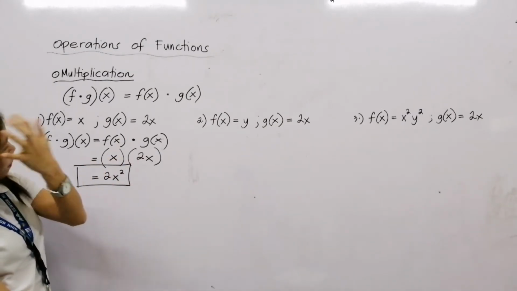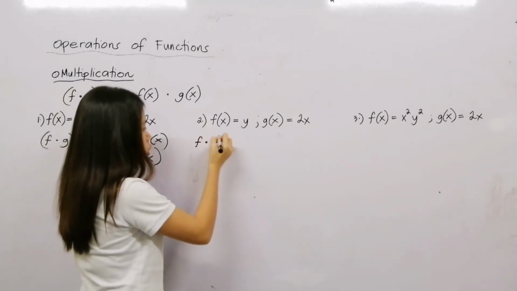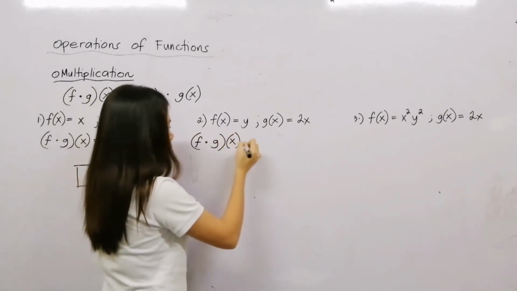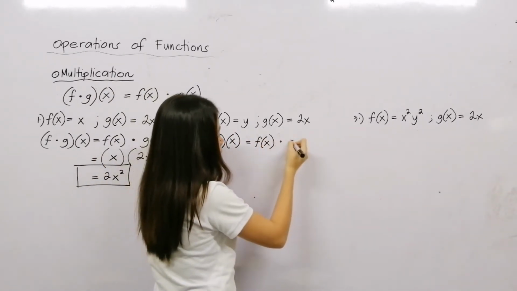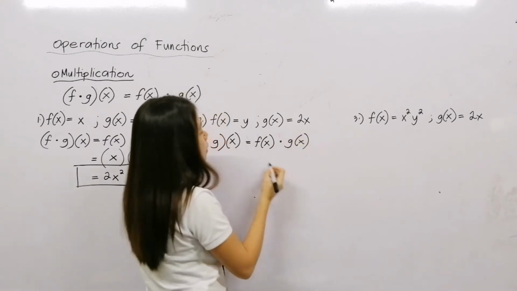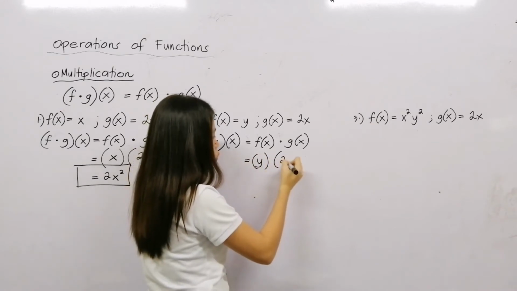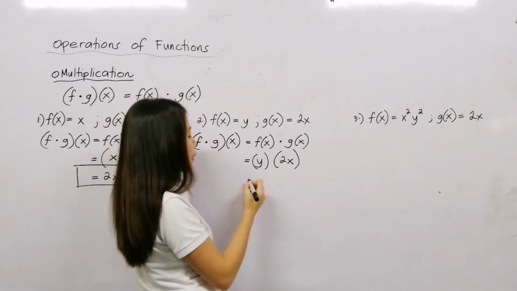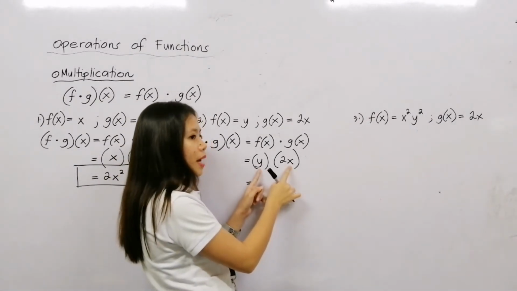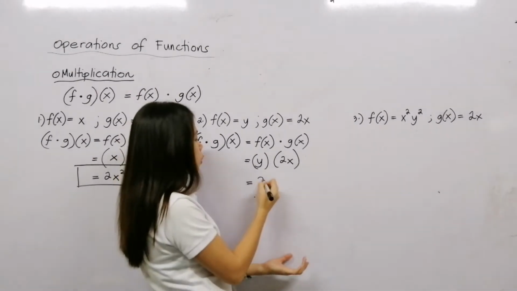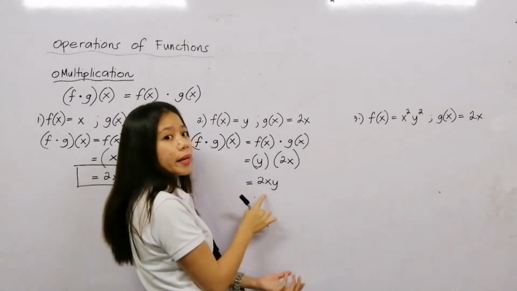Let's have now example number 2. f multiply to g of x is equal to f of x multiply to g of x. This would be now y multiply to 2x. Very easy, class. I just want us to put them side by side. And of course, the variables should be arranged alphabetically. This would be now 2xy. This would be now 2xy. Why?